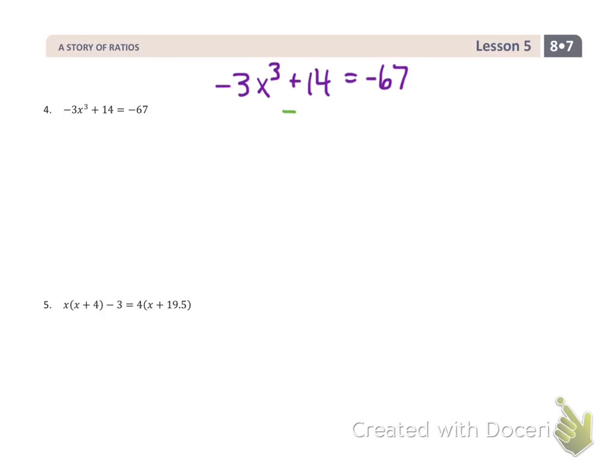So I'm going to do that by subtracting 14. Subtracting 14 from both sides of that equation. And that leaves me with negative 3x cubed is equal to negative 67 minus 14. So I'm getting more and more negatives. So this is negative 81.